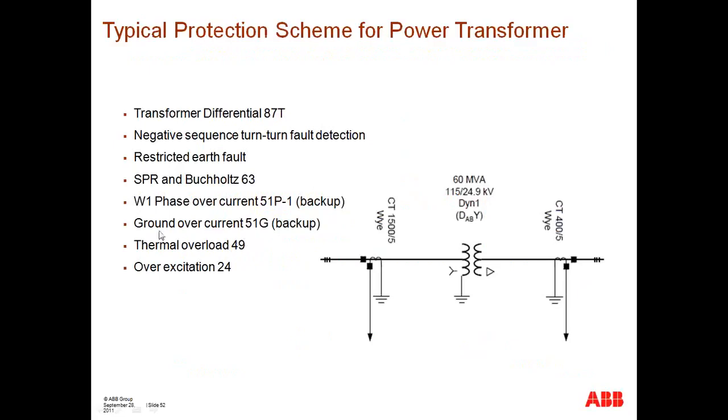A 49 element, or a thermal overload element, should be utilized to monitor the thermal integrity, to monitor the thermal rise inside of the transformer, though this is more of a monitoring, slow tripping function. But if the thermal capability of the transformer is near to being exceeded, it's something that should be taken into consideration. And then an overexcitation element should also be considered if available.